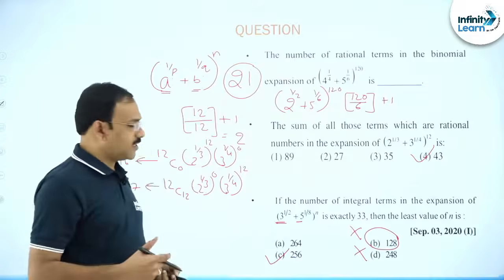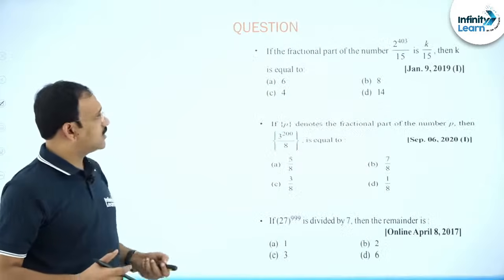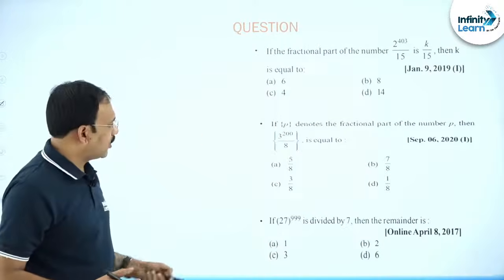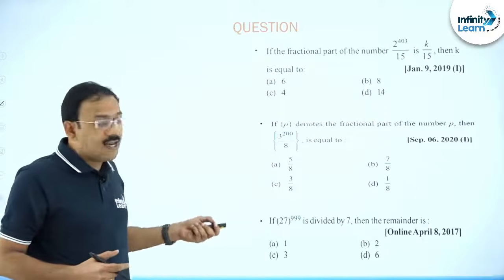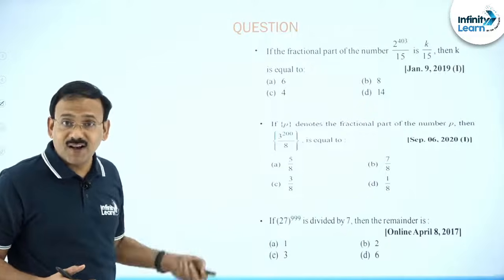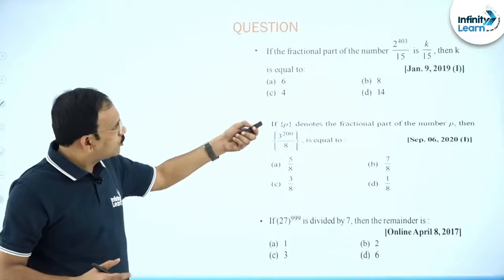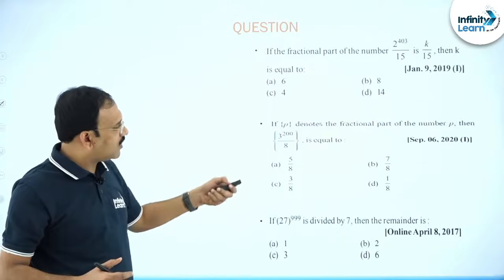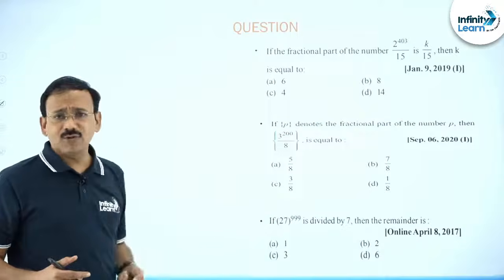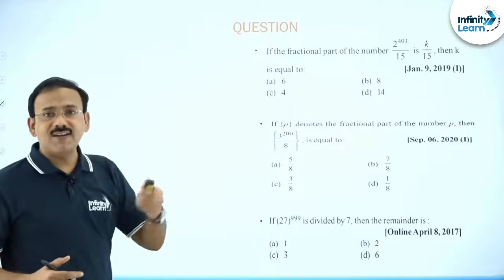Okay, dear students, now this model is done. Then the next important model. Here I have given 3 questions at one place because the same kind of question appeared in 2019, 2020, 2017 and many more times, finding the remainder kind of question.